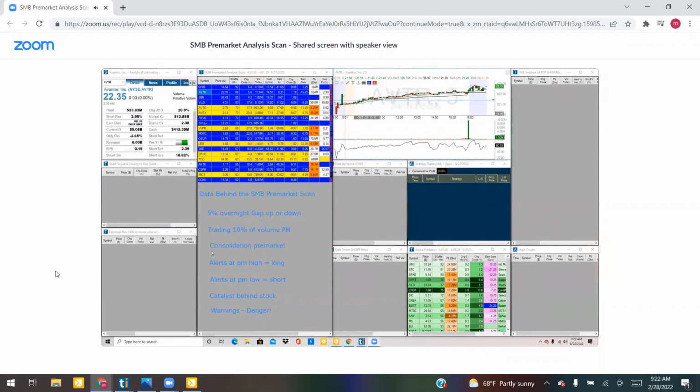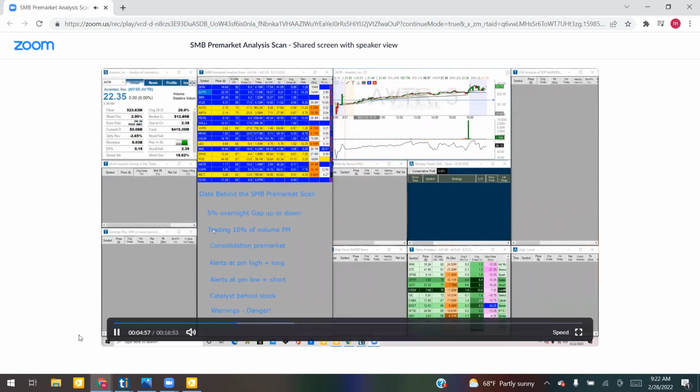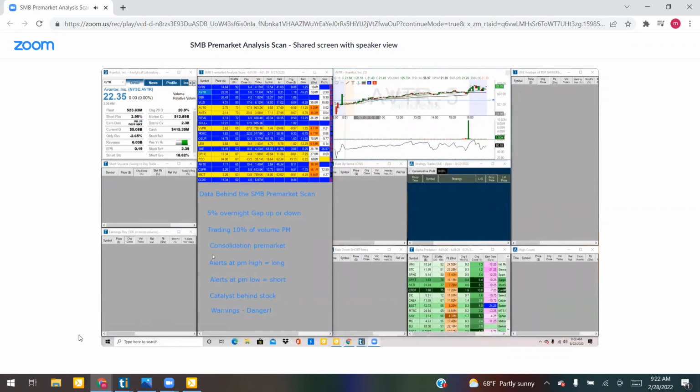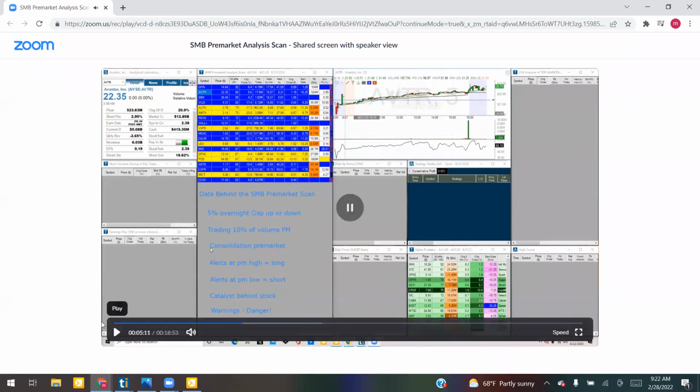Not every alert on this scan above would be consolidating. So we're only looking for stocks that are consolidating. Any stock that is not consolidating, we do not look. And remember, no matter what scan you use, and in the case of ours during the day, we use the trade idea scans, no scan alert should be played blindly without some sort of thesis behind it.